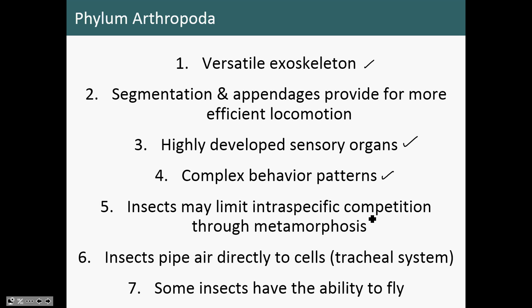We talked about learning and intelligence in the cephalopods, right? The octopi and the squid. We take that to a whole other level. We have really highly structured social systems. Some of the first animal social systems were discovered and described in our arthropods. They have an ability to limit intraspecific competition.